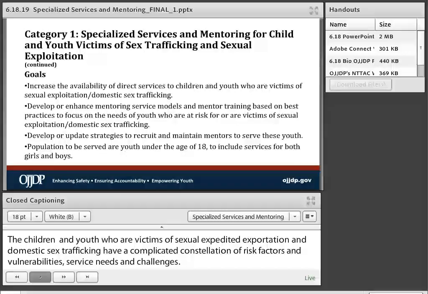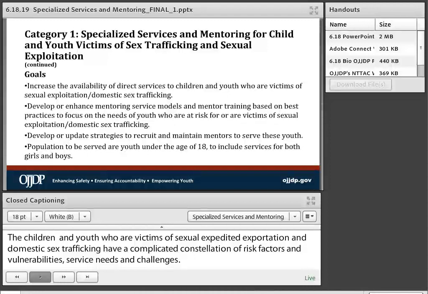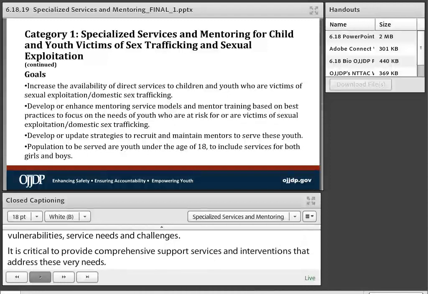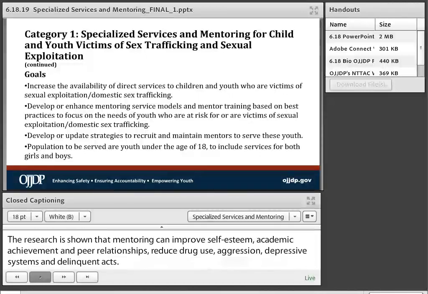The research has shown that mentoring can improve self-esteem, academic achievement, and peer relationships, reduce drug use, aggression, depressive symptoms, and delinquent acts. So this category really supports the efforts of your organizations to increase the availability of direct support services for children and youth who are victims of sexual exploitation, domestic sex trafficking, and or to enhance the mentoring capacity and facilitate outreach efforts to identify those youth.